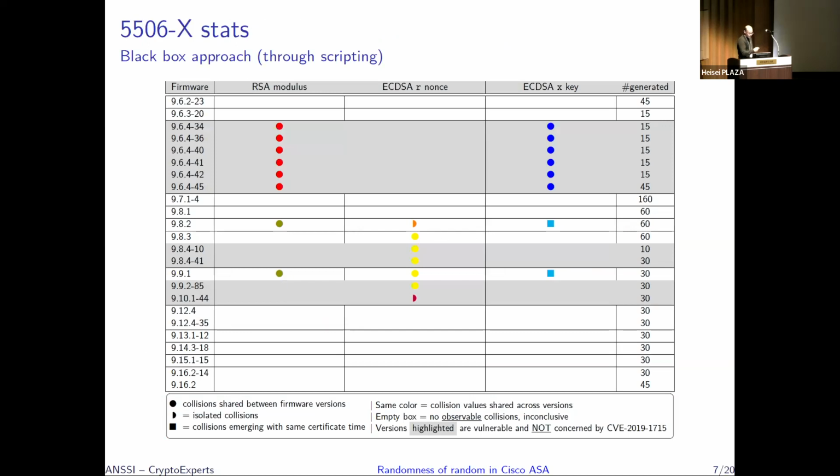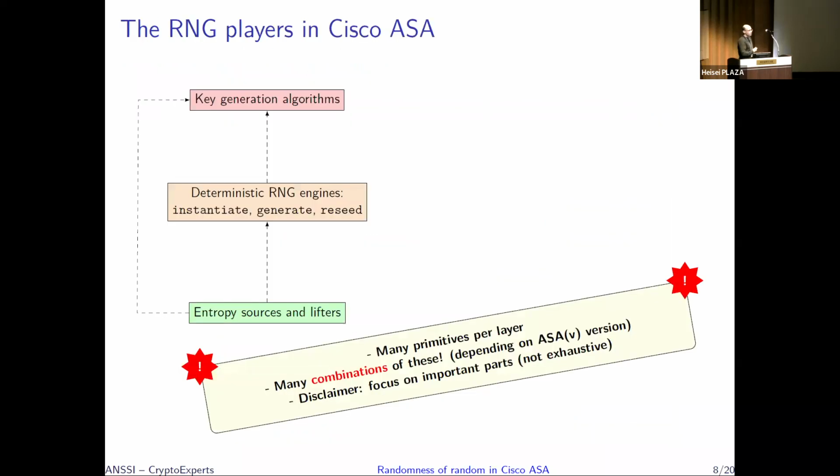Regarding the hardware appliances, since it is quite complex to instrument them, we only provide here a black box approach through scripting, showing that for various firmware versions that appeared also after the CVE, we exhibit some collisions on modulus, nonce, and keys, even for recent firmware. So that confirms that the problem is still here. Now, we had to try to understand deeper what happens on these appliances. So we performed some analysis, and through our instrumentation of virtual appliances, we came up with this separation in layers that provide randomness generation in the appliances. We have many primitives per layer, so we won't detail all of them, but we will only focus on the main ones.